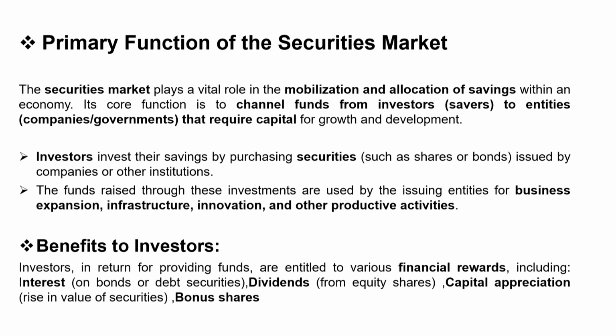If we talk about the primary functions of the security market, it basically focuses on mobilization and allocation of savings within an economy. That means it helps individuals to invest in the corporates and the economic activities of the nation. So from small savers, this system makes it possible to channelize their savings into investment activities by providing their pool of funds to the corporate investors. So the core function is to mobilize and allocate the savings of individual investors into the economic activities of the nation.